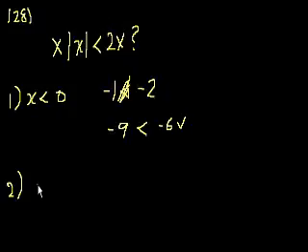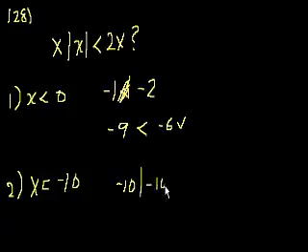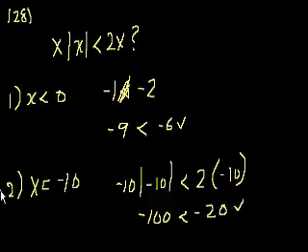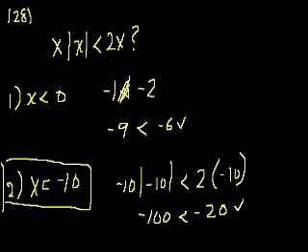Statement 2 tells us x is equal to minus 10. Well, this is an easy one. We can just test it. So if we have minus 10 times the absolute value of minus 10, and we're going to test whether that's less than 2 times minus 10. So the absolute value of minus 10 is positive 10, so this is minus 10 times positive 10. So it's minus 100, which is less than minus 20, which is completely true. So statement 2 alone is sufficient to answer this question.